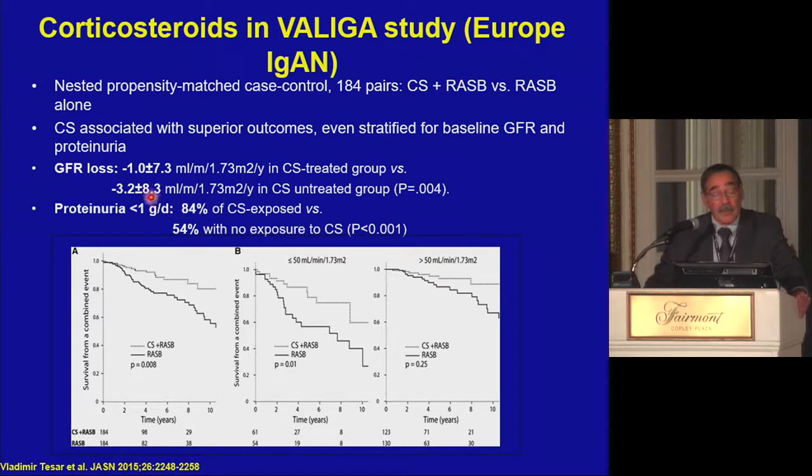Proteinuria here went down more in a greater percentage of the patients who had steroids. This just shows you survival was better in the steroid-treated group. If you took people with a low GFR, it was better in the steroid-treated group. If you took people with a high GFR, it was better in the steroid-treated group. So again, it's retrospective, but it's case-controlled, and again, it's positive.